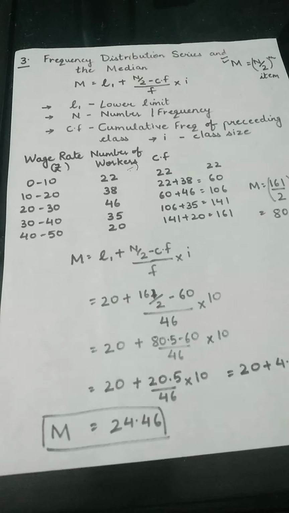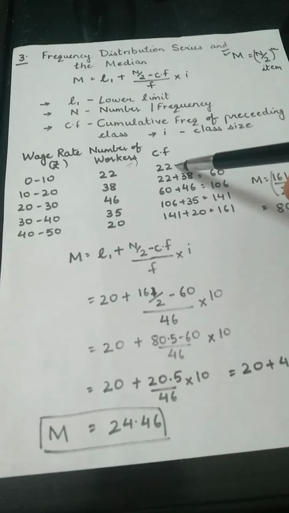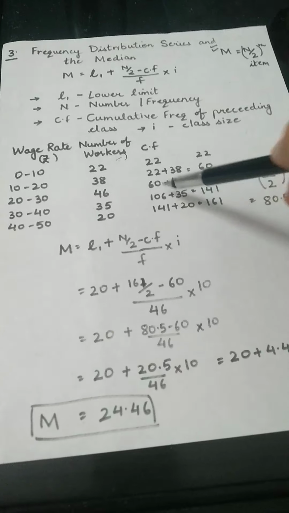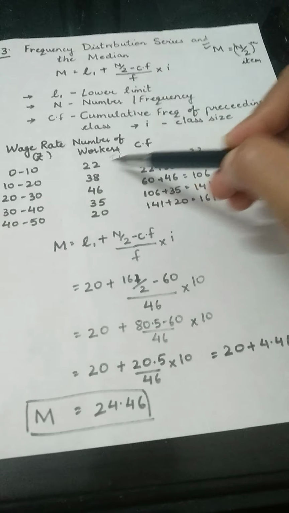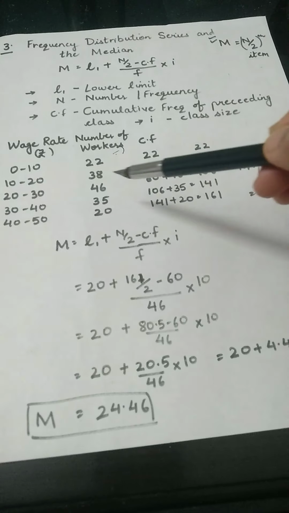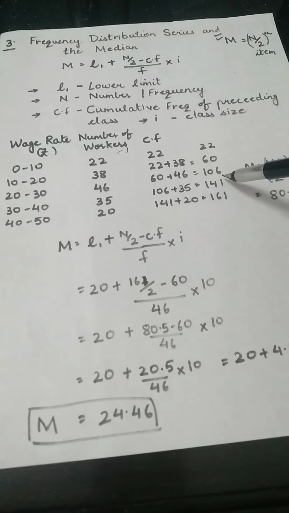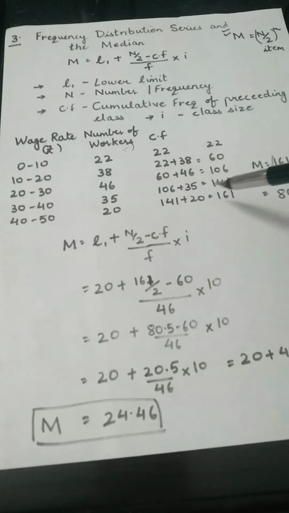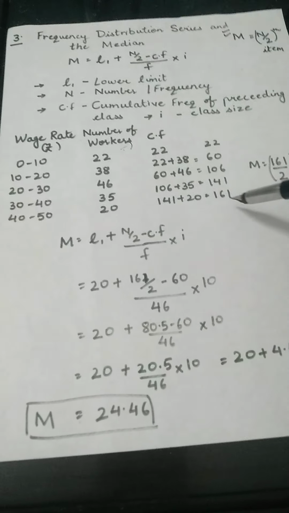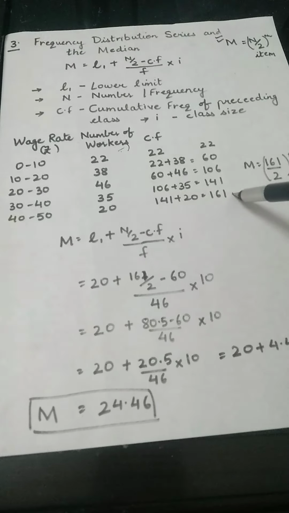Moving on to the same example, we are given the wage rate and number of workers. The first step is we will find out the cumulative frequency. Again, we will be calculating in the same way. The first term is 22. 22 plus 38 comes out to 60. Then 60 plus the next term 46 is equal to 106. 106 plus 35 comes out to 141. And the last one, 141 plus 20, comes out to 161. So we get the value of n over here, that is the total, 161.